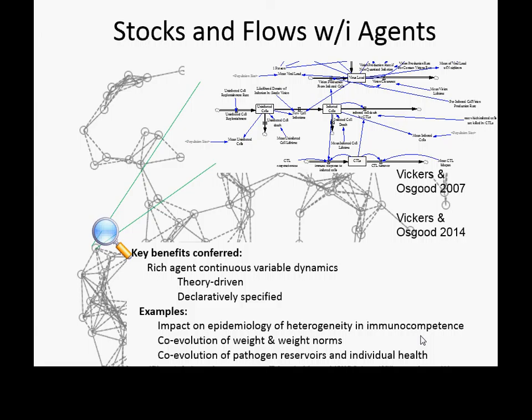So we may have state charts for some types of discrete distinctions, but we have dynamics associated with continuous factors like their weight, or their stress levels, or their level of immune activation, or level of cytotoxic T lymphocytes that are activated, or their level of distress. We have that captured with stocks and flows. And this allows us to make use of theory-driven models. There's a huge literature of theory-driven models that most people from agent-based modeling are not so aware of.